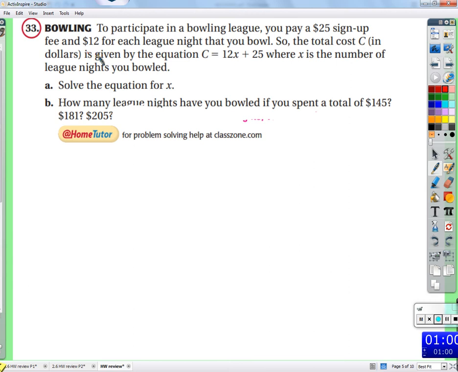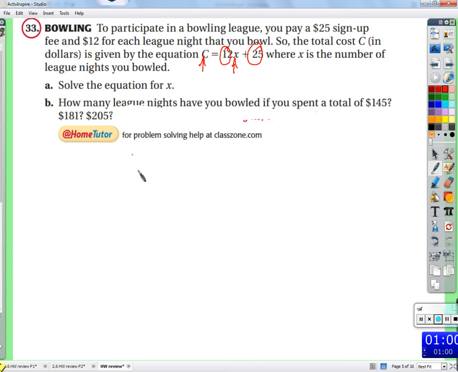So the total cost C in dollars is given by this. That's pretty boring, you just gave us the equation. Does that make sense? What's this? How much you pay for sign up. I don't have to pay per time, right? That's just one time. And what's this 12? $12 every night. And what is x? How many nights. 12 times the number of nights, right? If I bowl one night, 12 times 1 is 12. I add the $25 sign-up fee, and that's how much it costs me. Two nights, I'll take 12 times 2, and then add 25, and so on. And of course, C is the total cost.